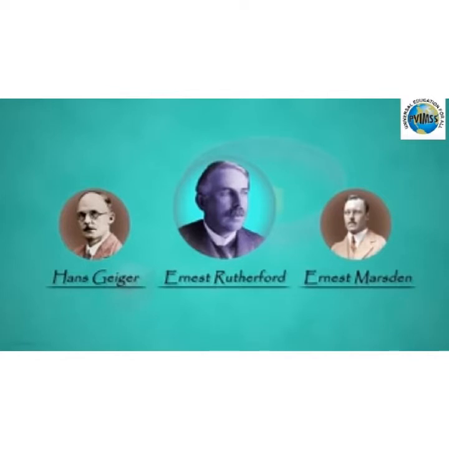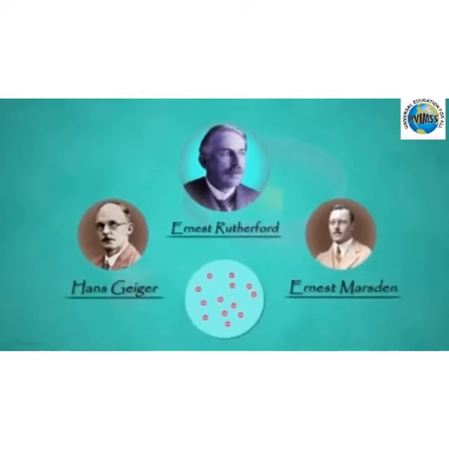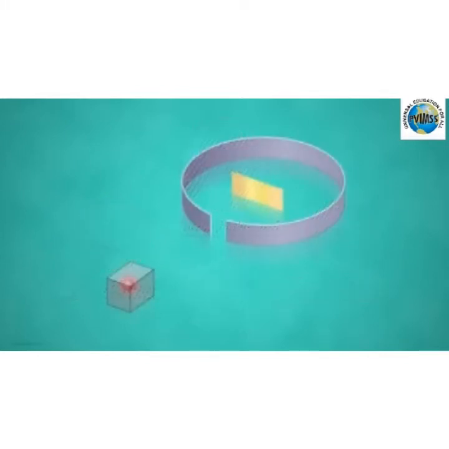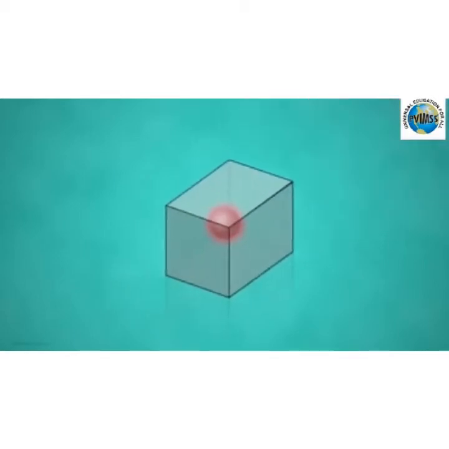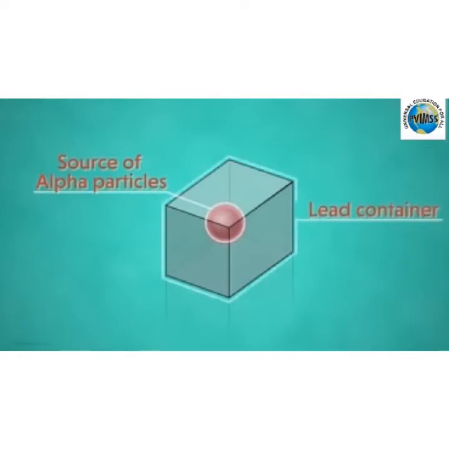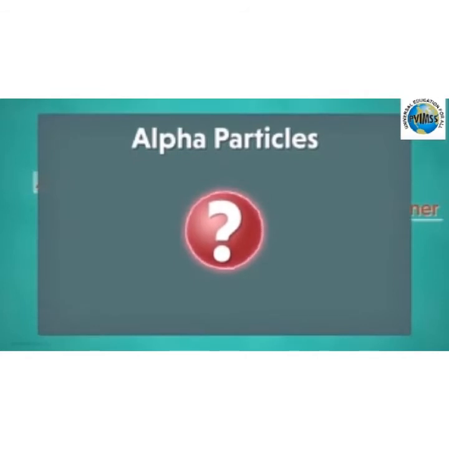The experiment was carried out by Rutherford along with Hans Geiger and Ernest Marsden. This experiment was a breakthrough in the field of chemistry to understand the atomic structure in a more accurate manner. This is how the setup of the experiment looked. He used a source of alpha particles locked in a lead container with a small slit which ensured the alpha particles only come from the hole in a straight line.